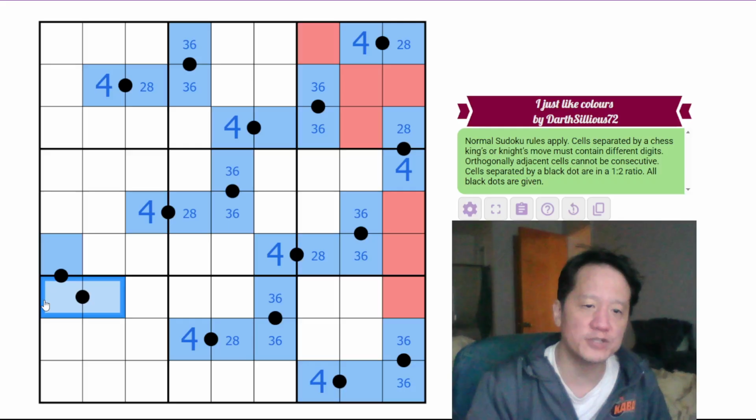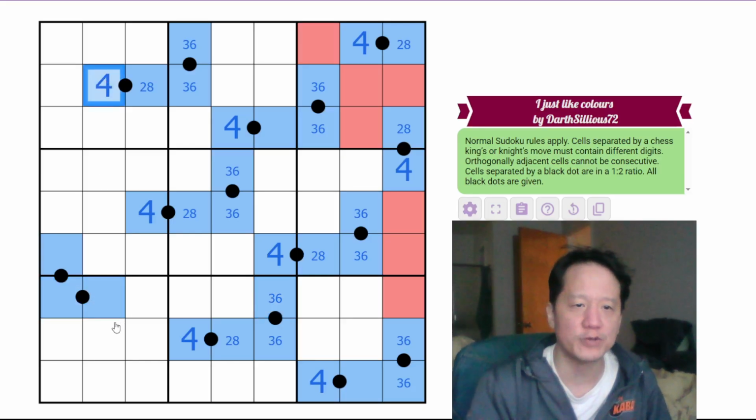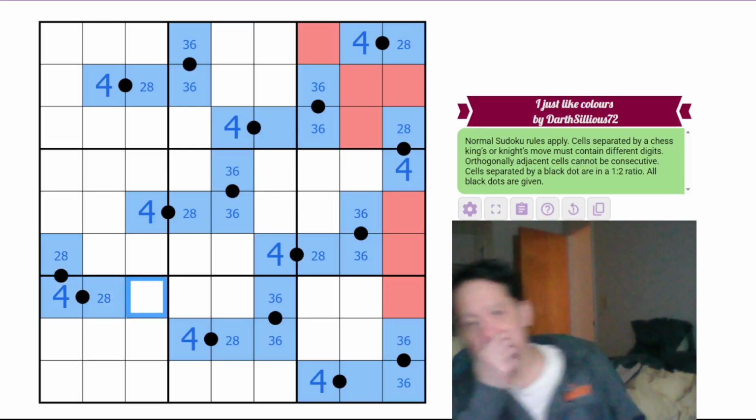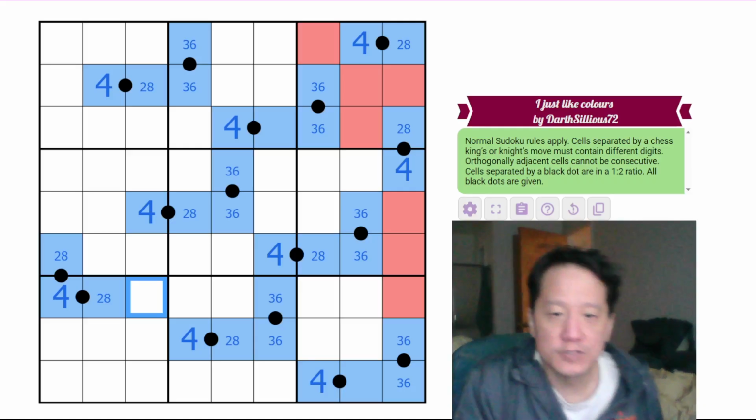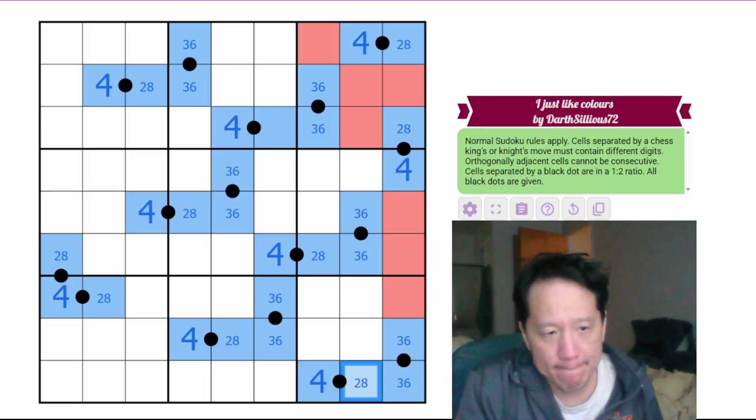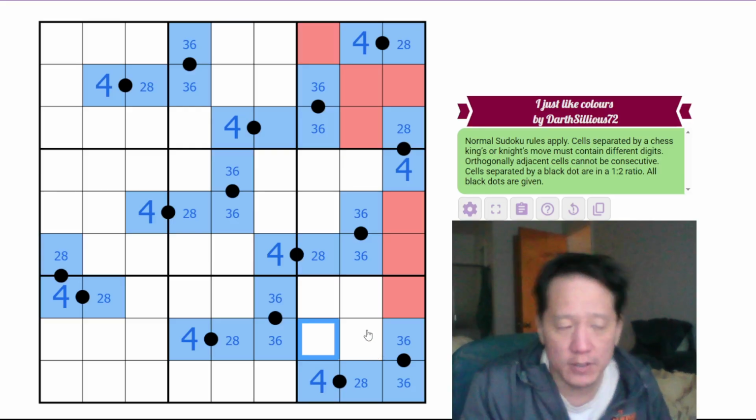If this were 3, 6 as a pair, that would eliminate all possibilities for this cell as a 3, 6. So this has to be 2 and 4 and 8. This can't be 4 because of 4 in the column. So this is 4 and this is 2 or 8 and 2 or 8. Okay, so this is 4 with 2 and 8 being here. That means this cannot be.